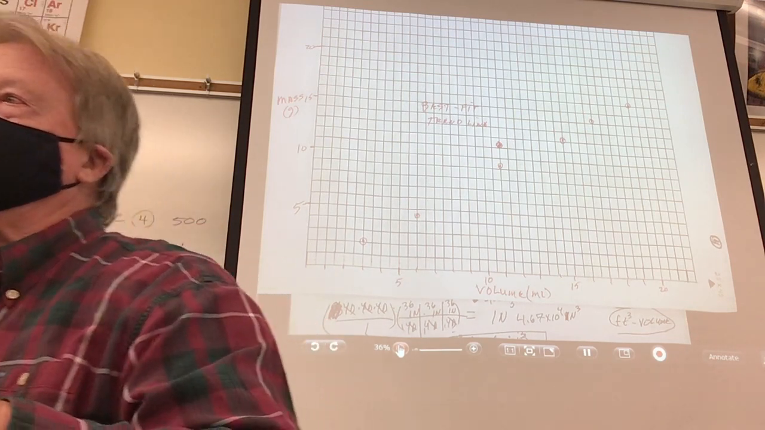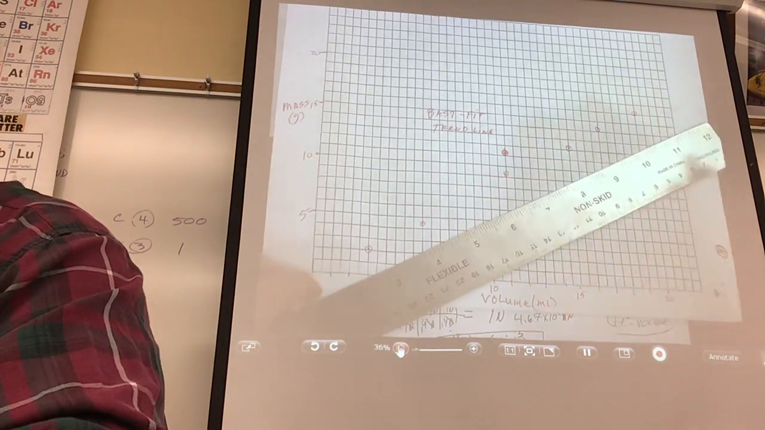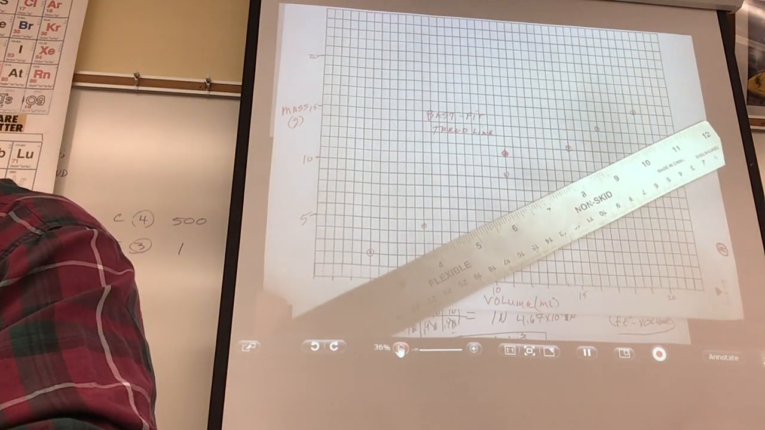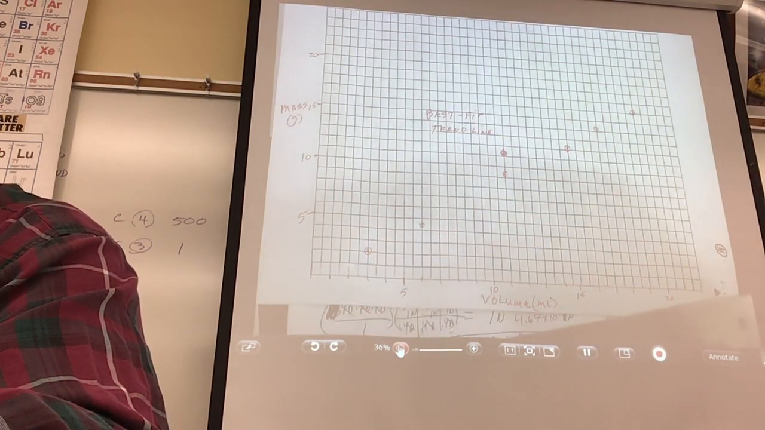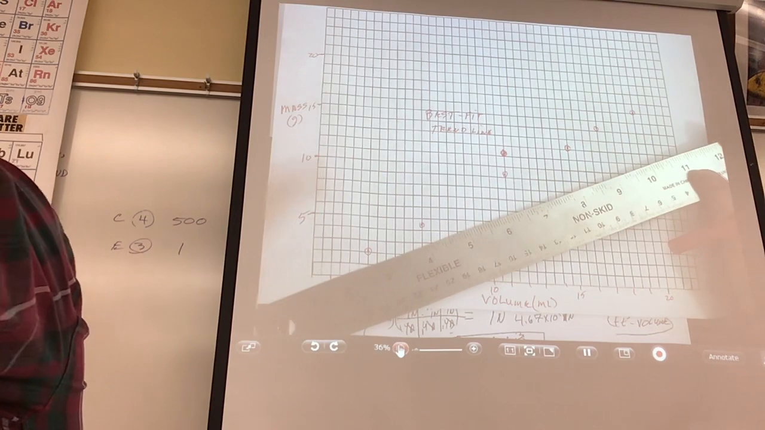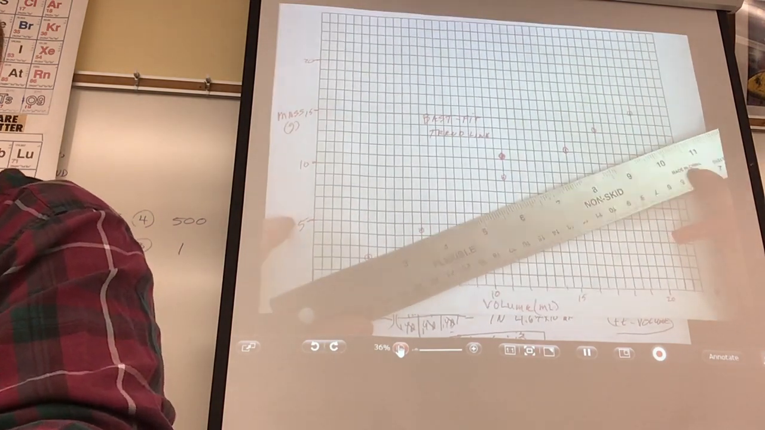But what we're going to do is try to draw it without using the calculator. I only had a certain number of transparent rulers. I know some of you have solid rulers, but if you have a transparent ruler, it works a little better. Here's one right there nobody's using. Anybody else can use it if you want.